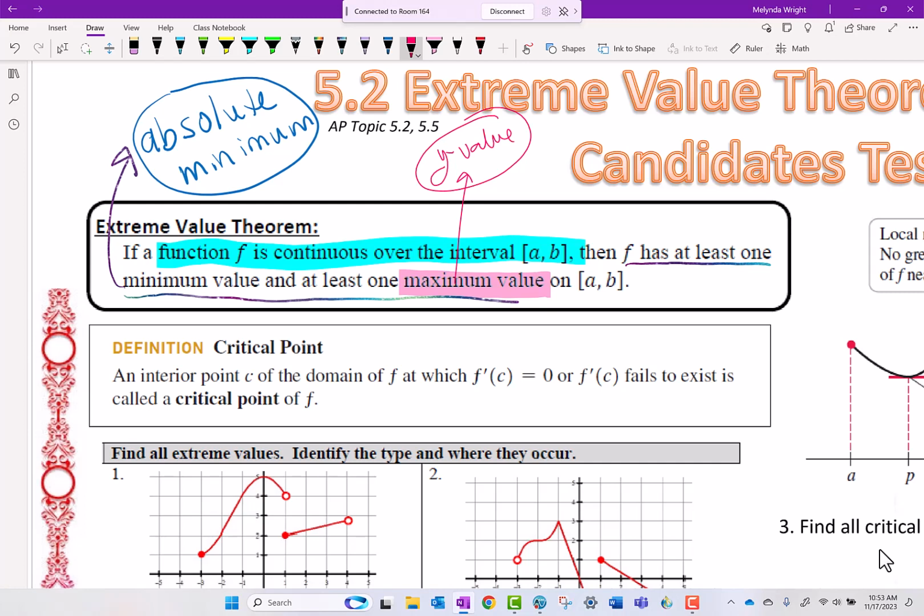Critical points. So we have something called critical points, and that's where we take the derivative. So let's kind of focus on this. We're in the domain of the function. And the critical points are where the first derivative is 0 or the first derivative fails to exist. Okay, so that would be like the first derivative does not exist, or the first derivative is 0. That's called a critical point.